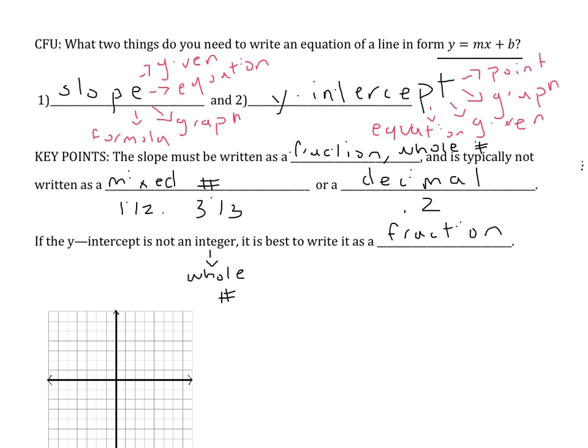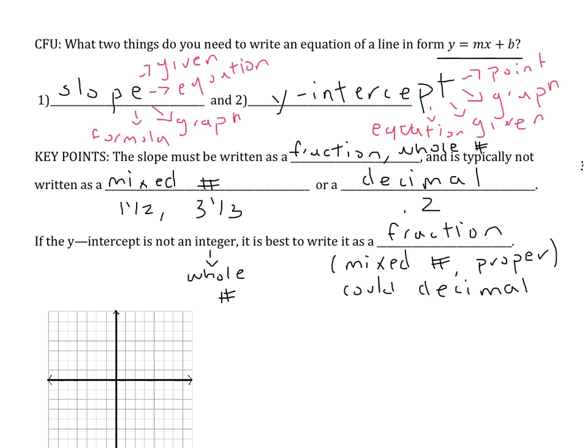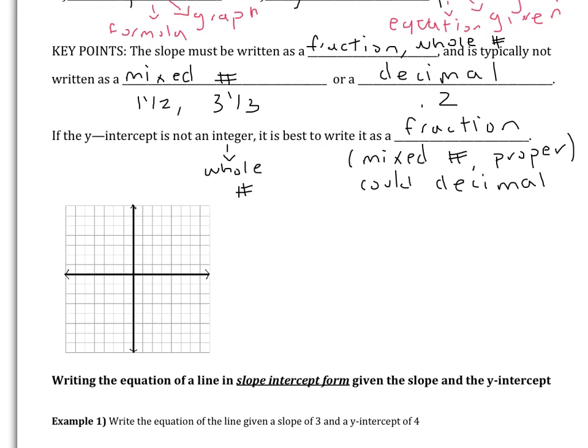Okay? And when I say fraction, I mean you can either write it as a mixed number or a proper fraction. If you wanted to, you could write it as a decimal, but usually it's best to write it as a fraction. All right, let me just give you some examples of why we write things this way.